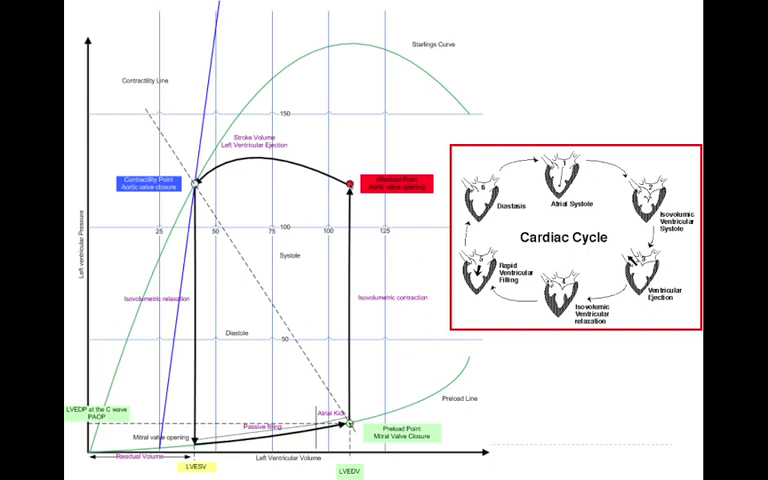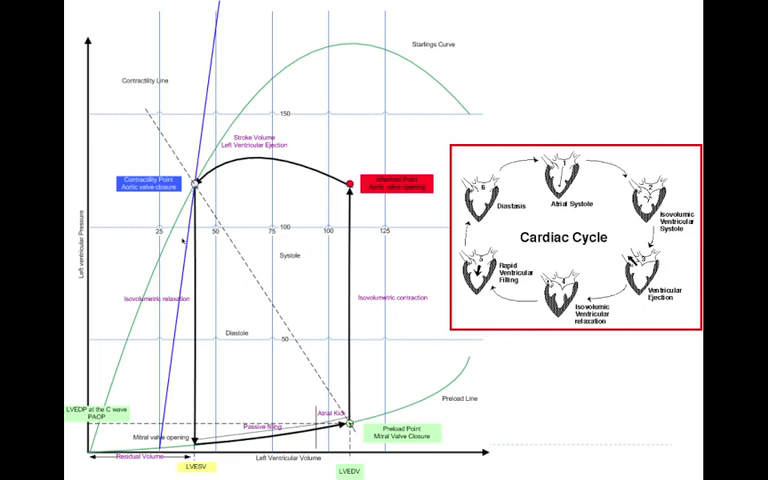Once the afterload point is reached, the ventricle is able to open up the valve, and it begins to eject the volume out of the ventricle, eventually leading to the point of the aortic valve closure, which is here, which would indicate the end of systole. What's funny about this point as well is that this point indicates to you the actual contractility point for that specific pressure volume curve.